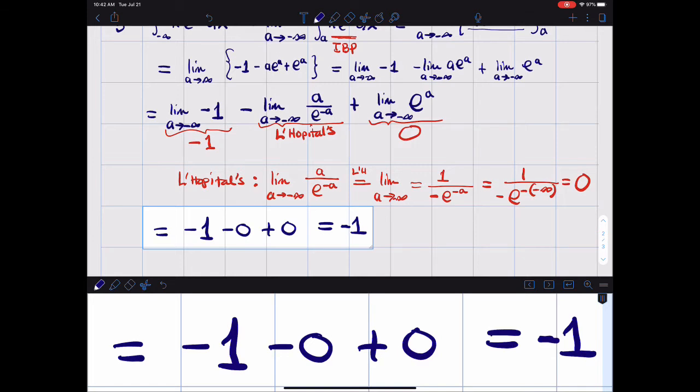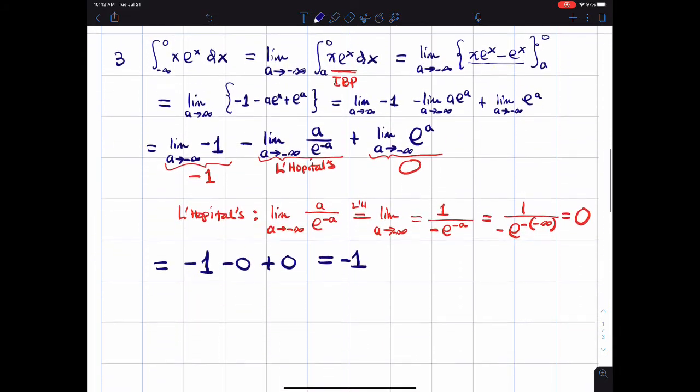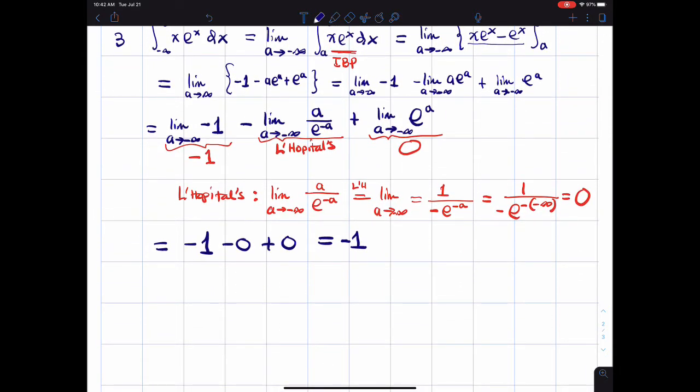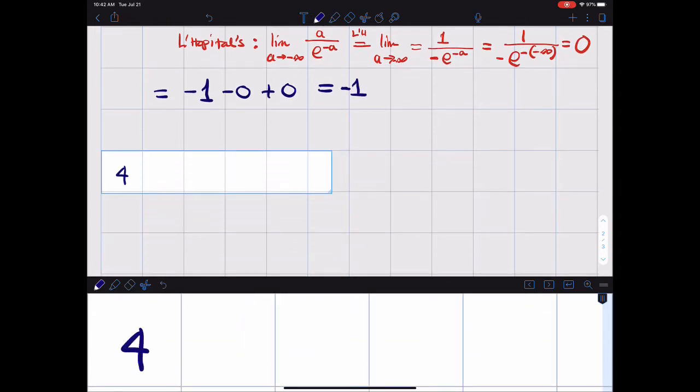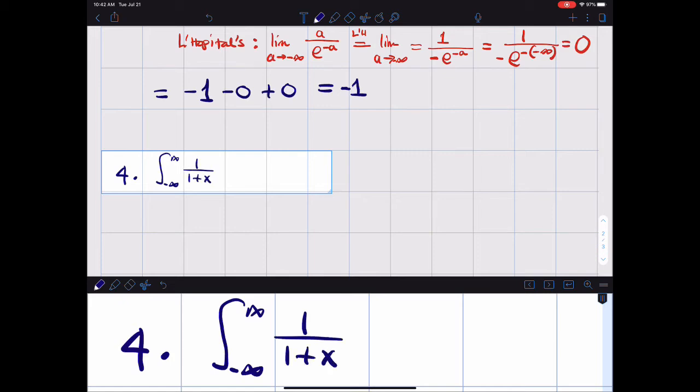Now let's try another problem. Number 4. Let's do the integral from negative infinity to infinity of 1 over 1 plus x squared dx. All right, 1 over 1 plus x squared rings a bell. It's the derivative of inverse tangent or arctangent, right?